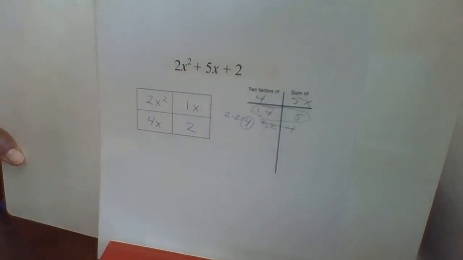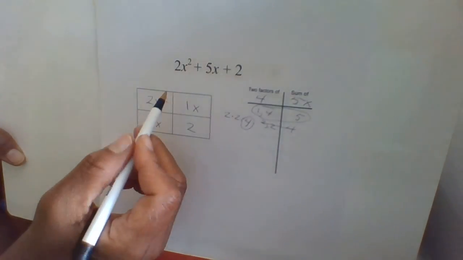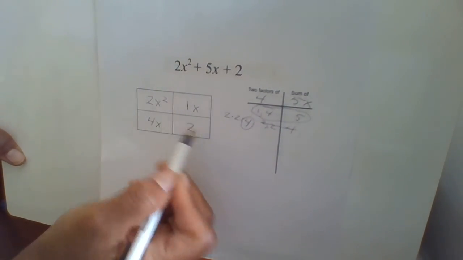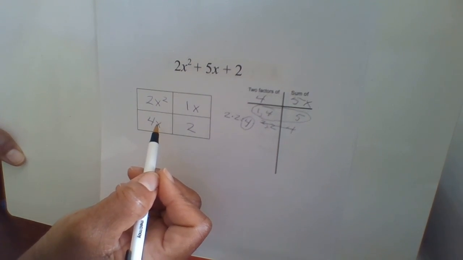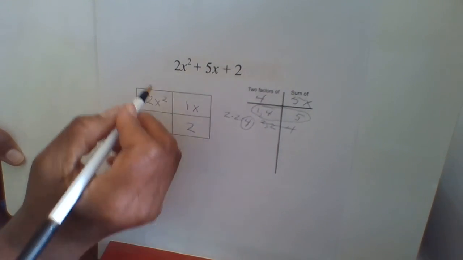So now it's time to factor out the greatest common factor among the columns and rows. What does 2x squared and 4x both have in common? Well, they both can be divided by 2.